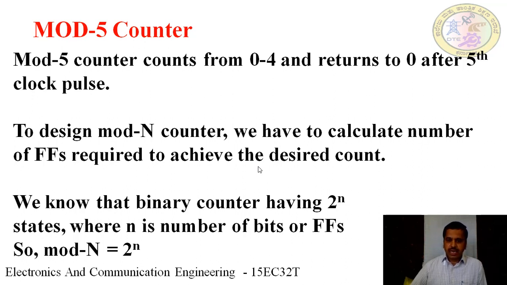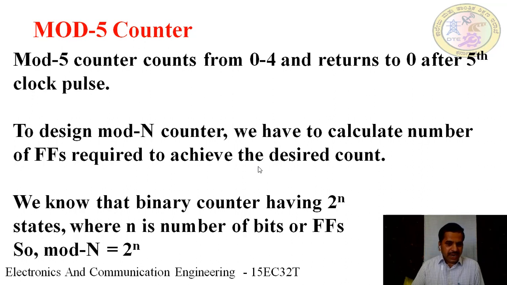To design a mod n counter, we have to calculate the number of flip-flops required to achieve the desired count. To count the number of pulses, how many flip-flops are required here? For a mod 5 counter, how many are required? If it is mod 6, how many? If it is a mod 12 counter, how many flip-flops are required? For a mod 25 counter, how many flip-flops are required? That you have to calculate.